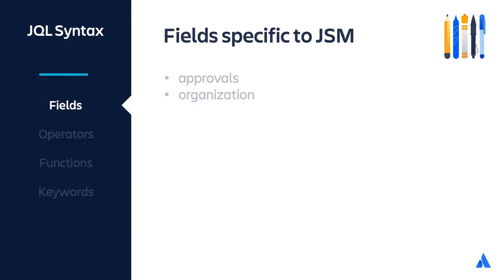watchers. And it's also worth noting that there are fields specific to applications. For example, approvals and organizations are fields specific to Jira Service Management. Many marketplace apps also come with additional fields that you can use in JQL queries.